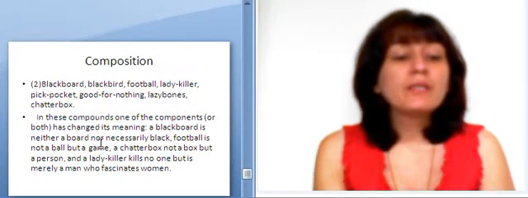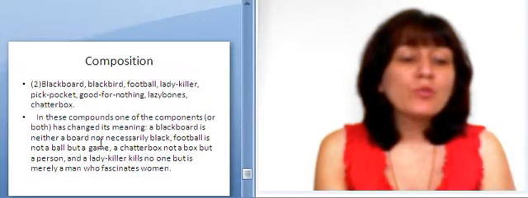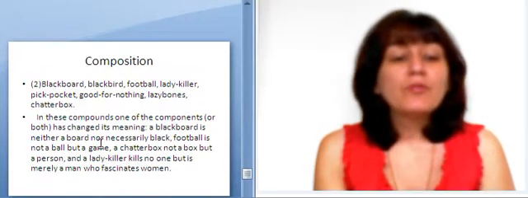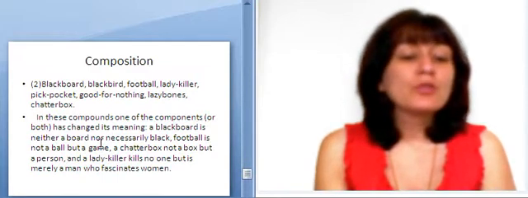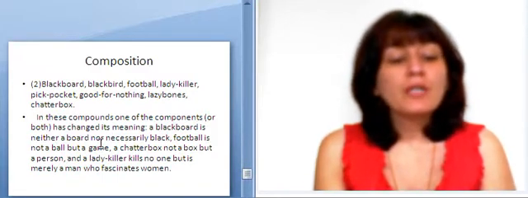In these compounds, one of the components, or both, has changed its meaning. A blackboard is neither a board nor necessarily black. Football is not a ball, but a game. A chatterbox, not a box, but a person. And a lady killer kills no one, but is merely a man who fascinates women.